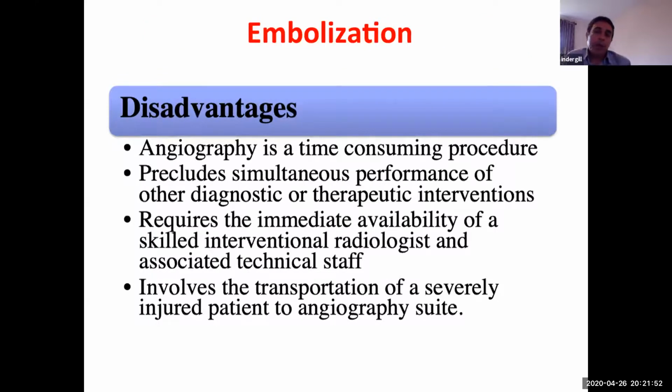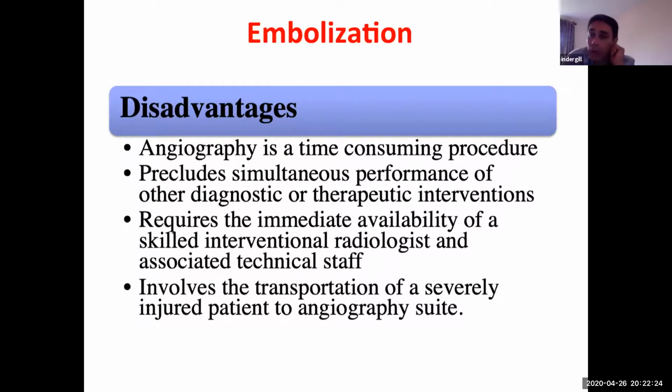What about embolization? I think in our practice, the disadvantage is that it is time consuming. It's difficult. You have to get the person on site. You have to do the angiography. And because it's in a separate theater, you can't do simultaneous other procedures like putting an X-fix or packing. And as I said, it needs availability of adequate trained staff, and you have to transport the patient to an angiography suite, which is a problem with embolization.